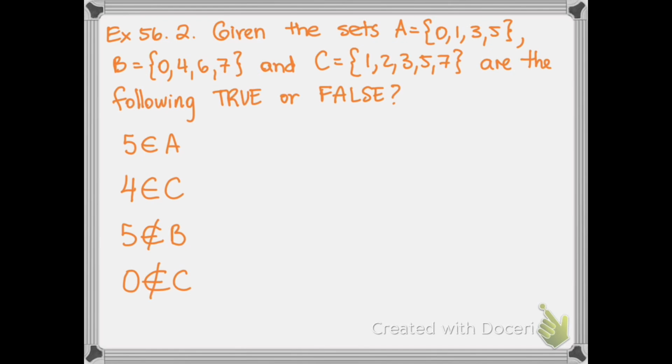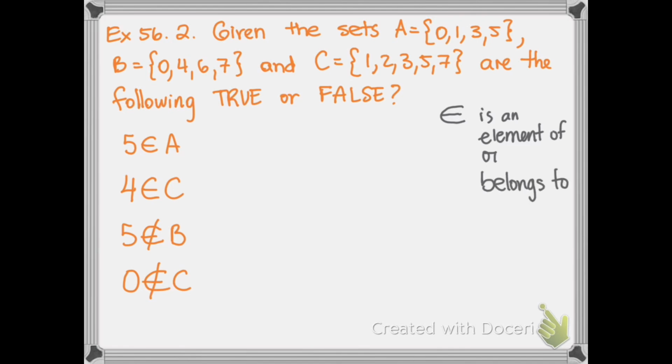Now in this next example, they give us 3 sets. Set A is 0, 1, 3, and 5. B is 0, 6, 7. And C is 1, 2, 3, 5, 7. And what we have to do is read each one of these statements here and decide if they are true or false. Now, we are introduced with this symbol, ∈, like that. You have to do it in that way. And that means is an element. Or we can also say belongs to.